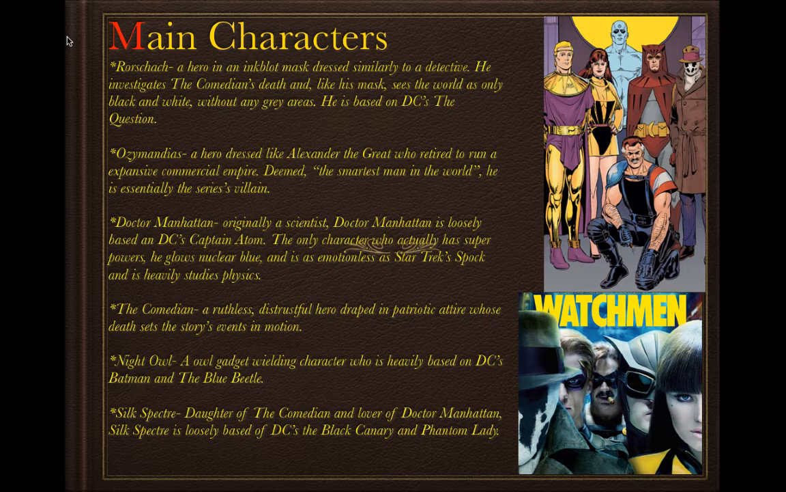Silk Spectre is the daughter of the Comedian and sort of lover of Dr. Manhattan. She's based on heroes such as DC's Black Canary and Phantom Lady. But when I say sort of lover, I mean Dr. Manhattan will only cooperate with the government if Silk Spectre's there. However, Silk Spectre, towards the end of both the novel and the movie, has more and more feelings for Night Owl, and it's kind of this abandonment that makes Dr. Manhattan kind of lose his cool.